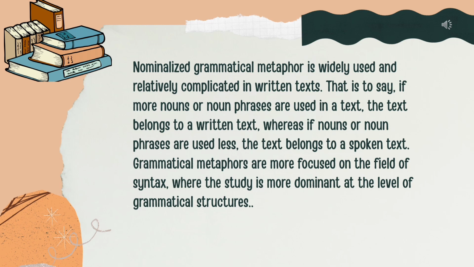Nominalized grammatical metaphor is widely used and relatively complicated in written text. That is to say, if more nouns or noun phrases are used in a text, the text belongs to a written text, whereas if nouns or noun phrases are used less, the text belongs to a spoken text.